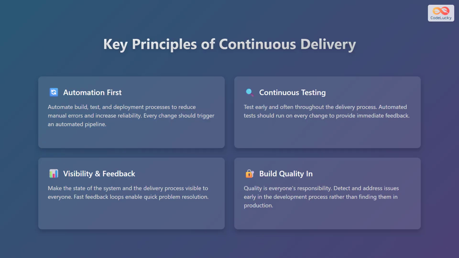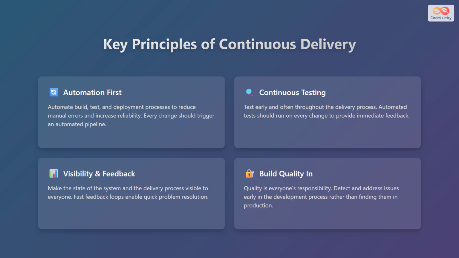Key principles of continuous delivery. First, automation first. Automate build, test, and deployment processes to reduce manual errors and increase reliability. Every change should trigger an automated pipeline. Second, continuous testing. Test early and often throughout the delivery process. Automated tests should run on every change to provide immediate feedback.